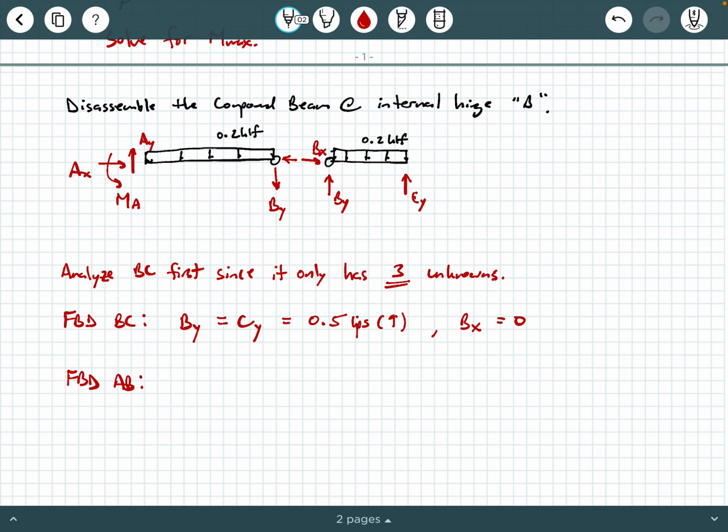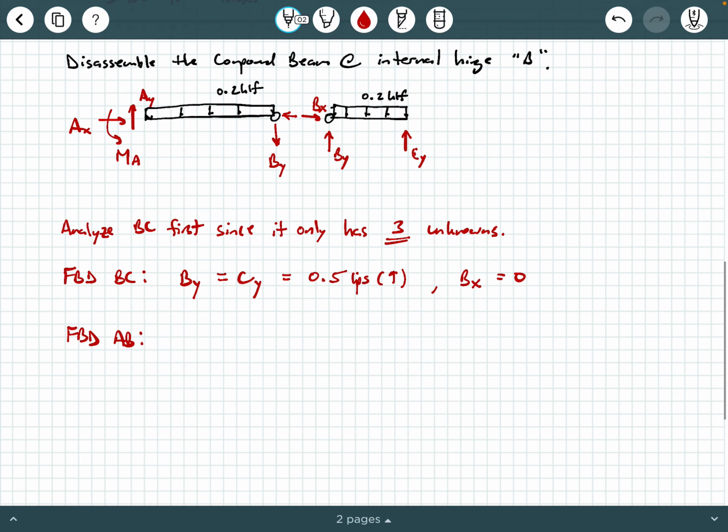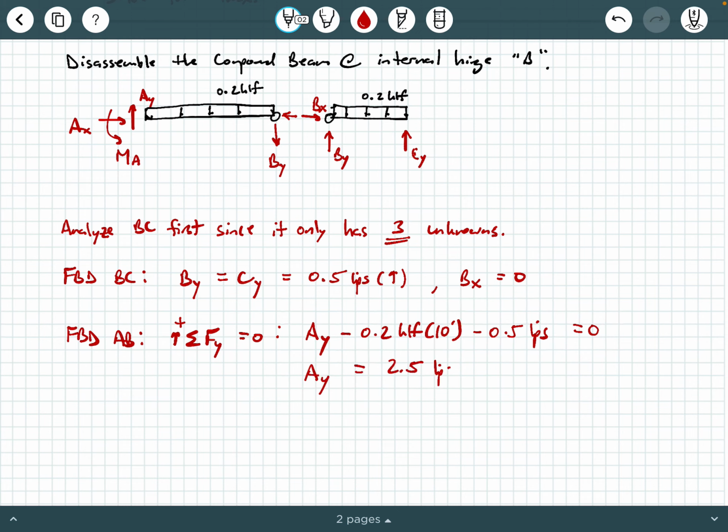right? So looking at free body diagram AB, I'm going to say sum of the forces in the y direction equals 0. And I can show a little work here and say AY minus 0.2 KLF times 10 feet minus 0.5 kips equals 0. And I can get AY is 2.5 kips reacting upwards, okay?